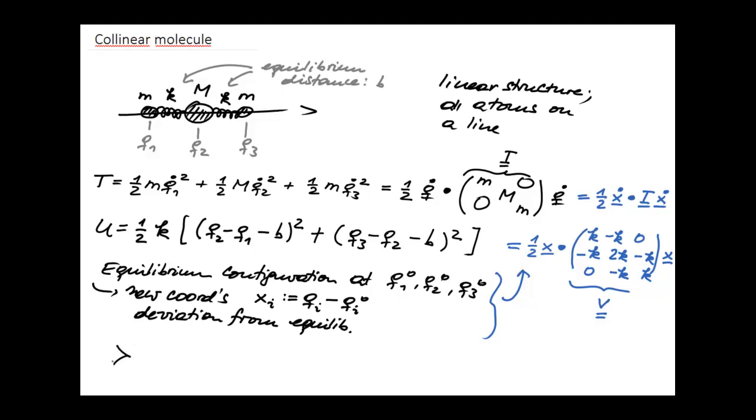So the Lagrange function in terms of the new coordinates, the deviations from equilibrium, again has this very compact form that we are familiar with. It's 1/2 x dot scalar product with T x dot minus 1/2 x scalar product with V x, where the matrices T and V are the matrices given above.